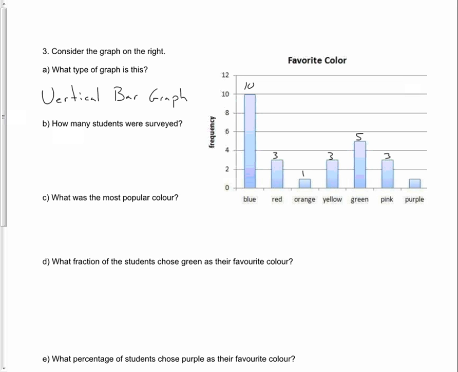3 students liked pink. And purple, only 1 student liked purple. Okay. So if we want to figure out the total number of students that were surveyed, we actually have to add all of those numbers together. So we're going to add 10 plus 3 plus 1 plus 3 plus 5 plus 3 plus 1. Okay, so 10 plus 3 is 13, plus 1 is 14, plus 3 is 17, plus 3 is 22, plus 3 is 25, plus 1 for a grand total of 26 students. Okay, so there are 26 students that were asked what their favorite colors are.